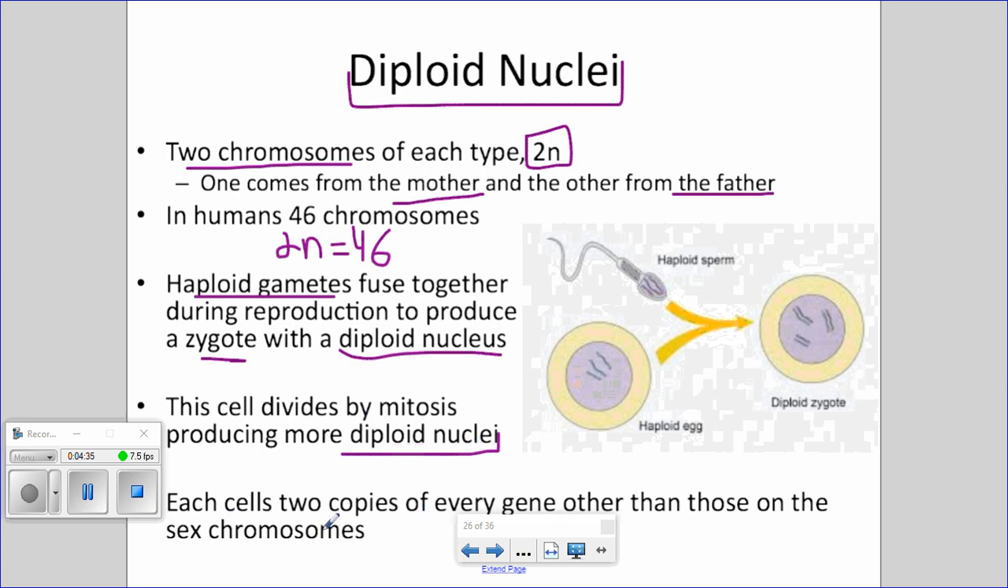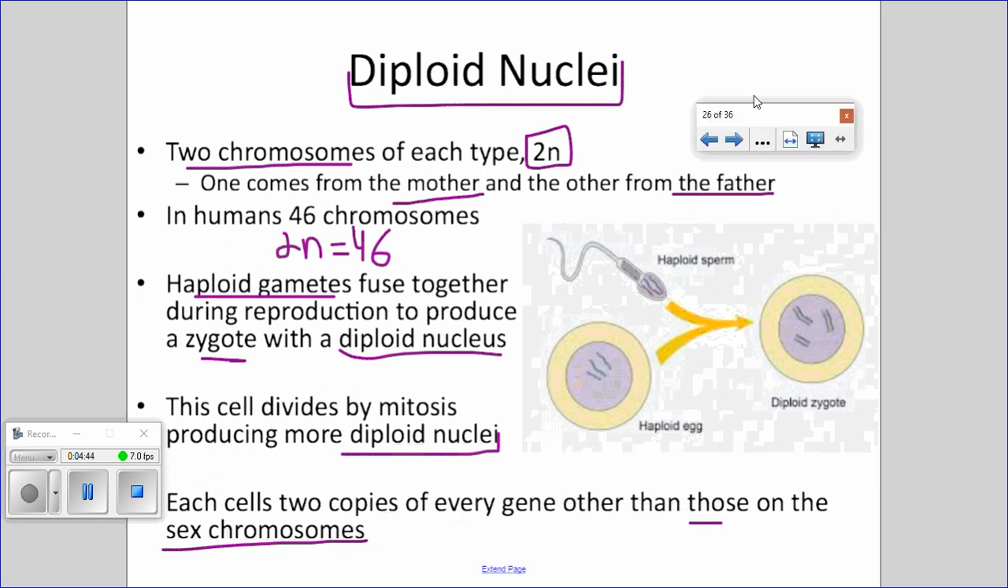Now, each cell has two copies of every gene other than those on the sex chromosomes. Remember that for each chromosome, there are two of each type, one from dad, one from mom. And so those chromosomes will have a copy of every gene between them. So there'll be two copies of each gene present, except for the sex chromosomes. And remember, those are going to be different chromosomes. The sex chromosomes are defined as the X chromosome and the Y chromosome. And because they're different, they're going to have different genes on them.